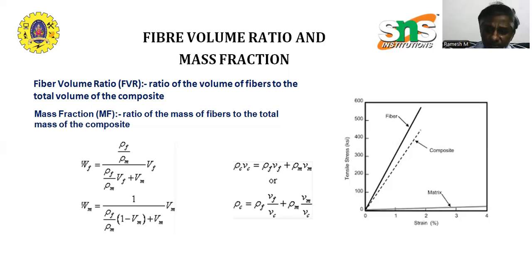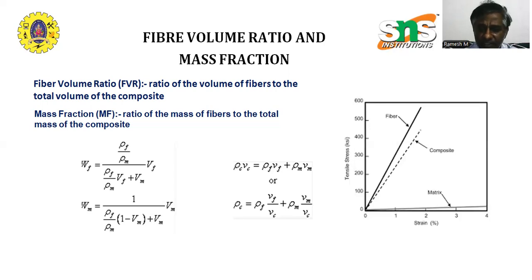It tells the ratio between the volume of fibers to the total volume of the composite. Fiber volume ratio affects the mechanical properties of the composite, such as the stiffness, strength, and toughness. The range of the fiber volume ratio is 0.3 to 0.7 for most of the composite materials.